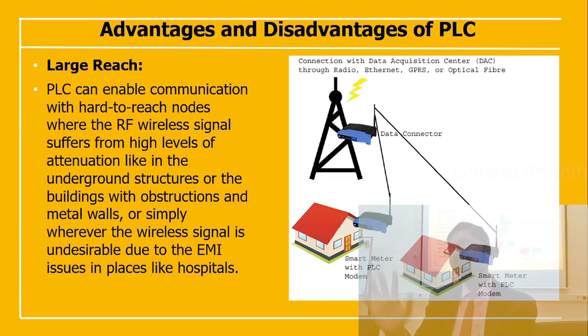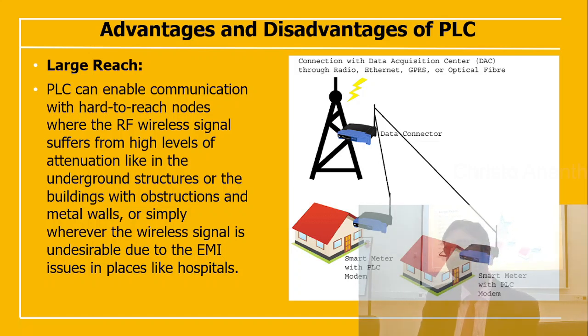Of course, larger reach. We will see a connection with the data acquisition center through radio, Ethernet, GPRS, or maybe optical fiber. So the data connector is connecting to the smart meter with a PLC modem, smart meter with a PLC modem, in different places.